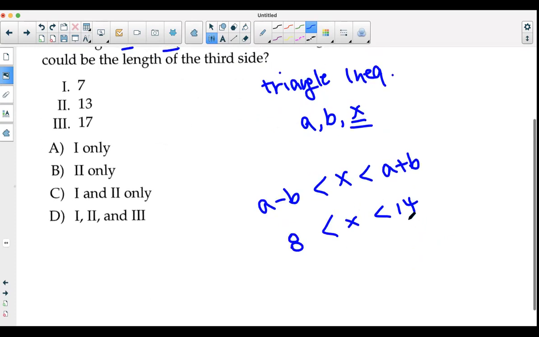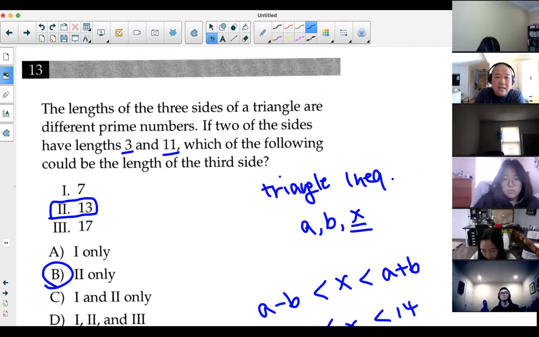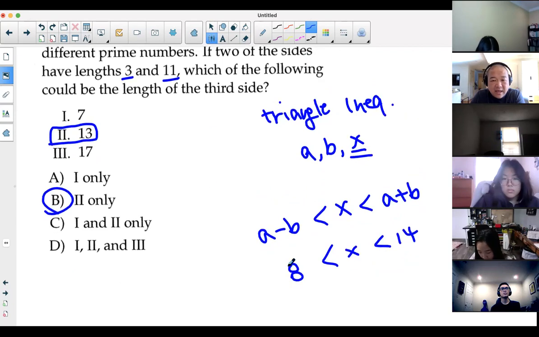So I'm looking for numbers between these two. The only thing that's possible is what? 7 is too small, 17 is too big, only 13 is possible. Choice B would have been the answer. Is that clear, guys? That's how we can approach this question. It was the triangle inequality. You learned this one in geometry class, and this is something I want you to remember.